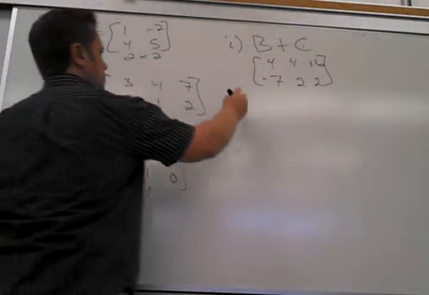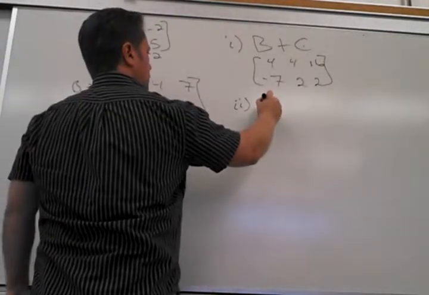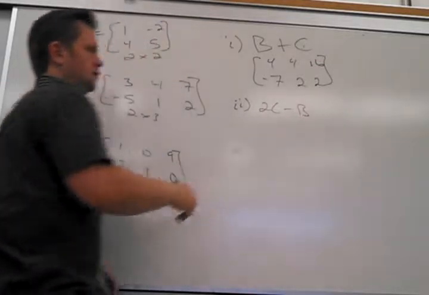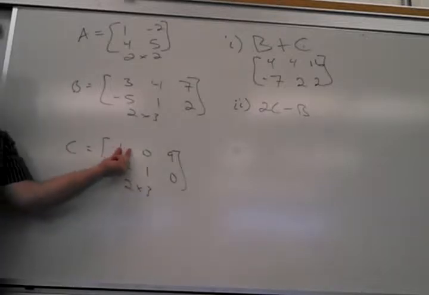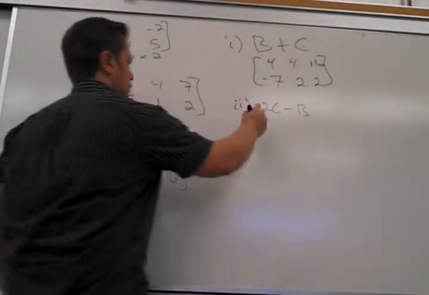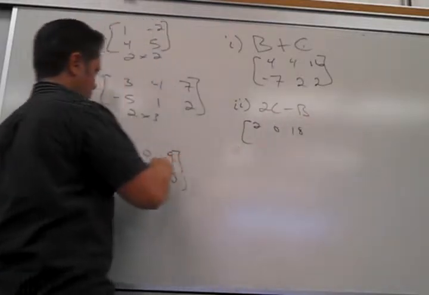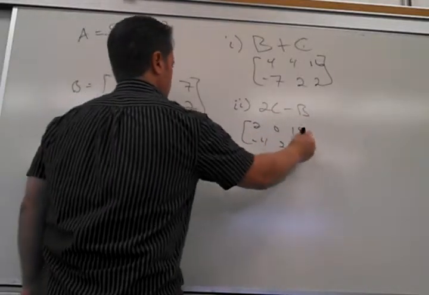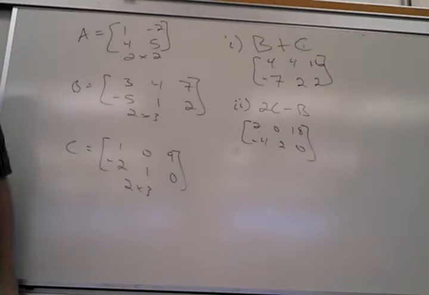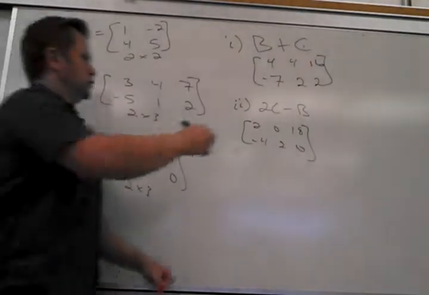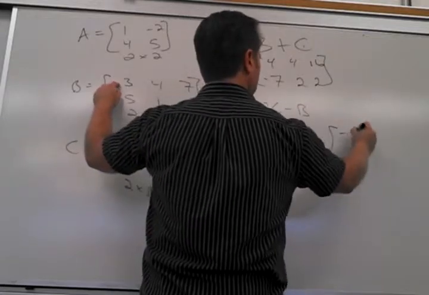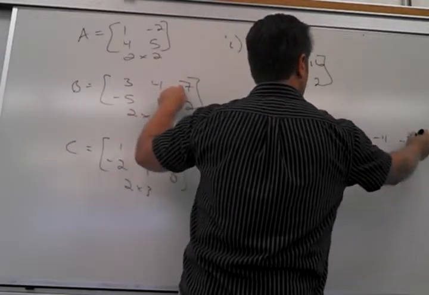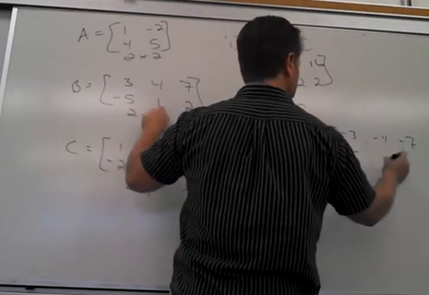So, if I asked you, what's 2C minus B? What do you think 2C means? Multiply C by 2. Yeah, double C, so you get 2, 0, 18. So you can write that down. So 2C would be 2, 0, 18, -4, 2, 0, right? And then just subtract B. So what you could do there to make it a little easier is just add the negative of B. Or not, I don't care. Whatever makes it easier.